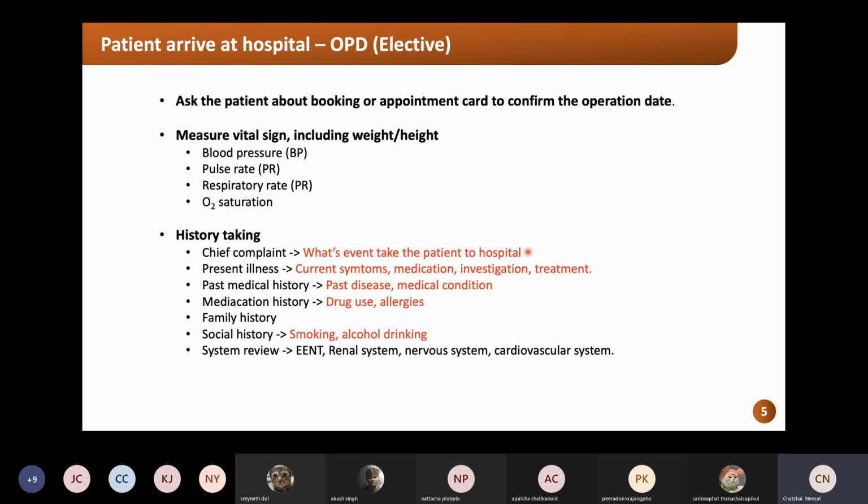And after that, we have to measure the vital signs of the patient, including weight and height as well, because we need to know how the blood pressure is, how good the pulse rate is, or whether the respiratory rate is good or not. So we need to evaluate or examine the patient before doing the procedure.